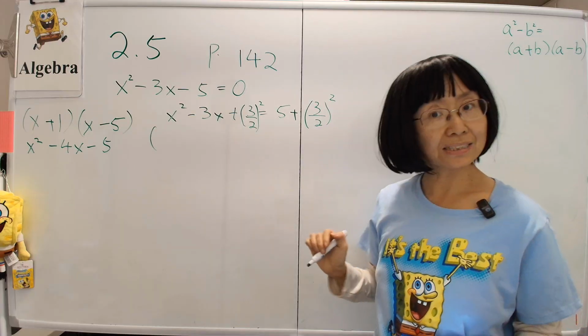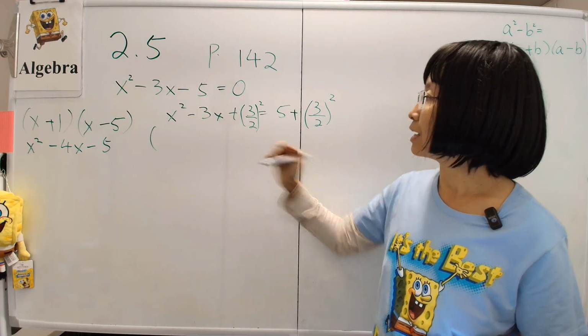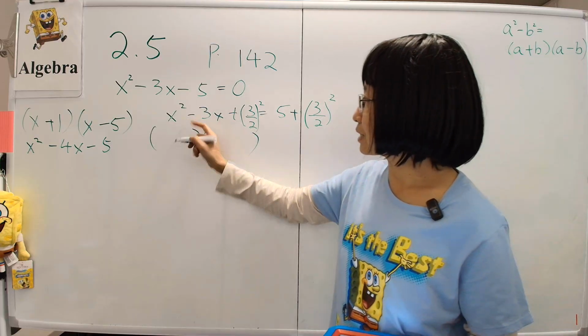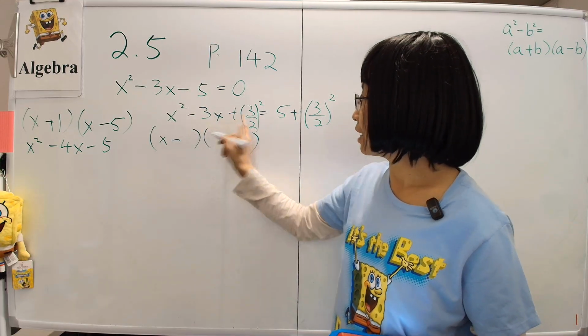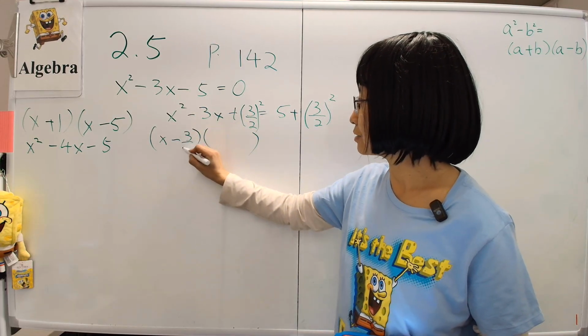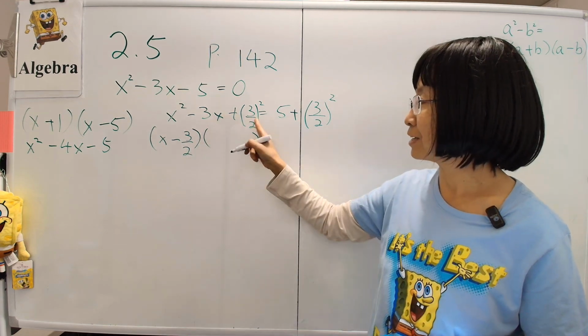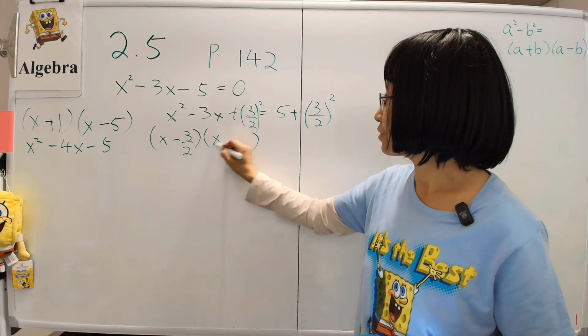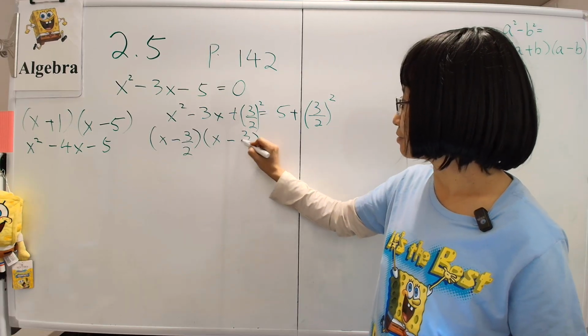So we haven't changed anything. The equation still holds. Now, having said that, let's do this. That will become x minus 3/2, because whatever you took the half of and squared will be the answer in this part of the factoring. So let's write 3/2.